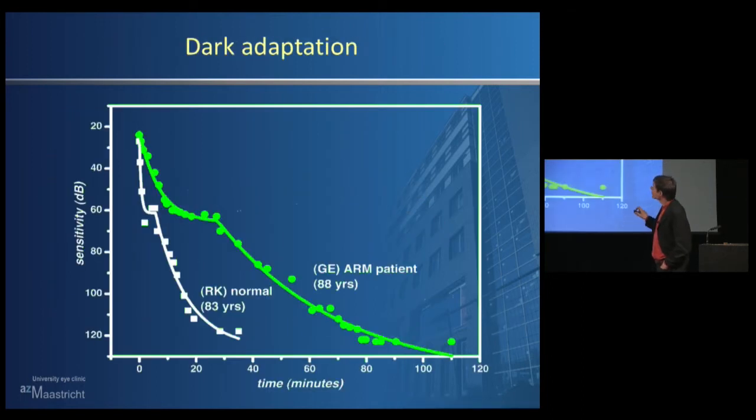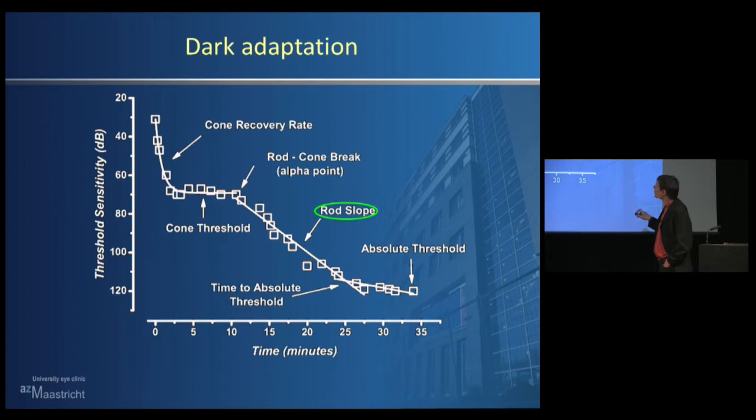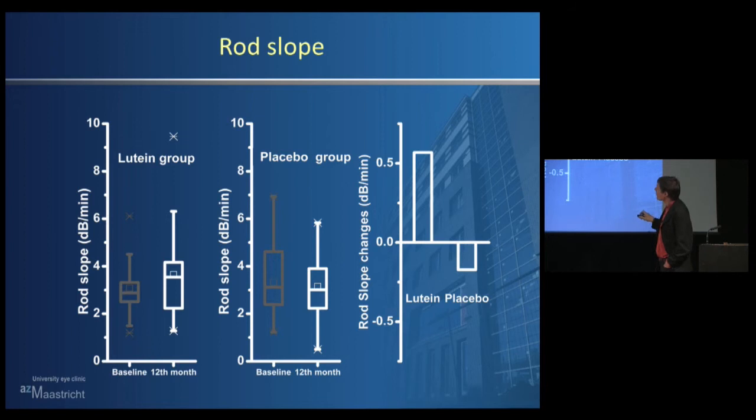Dark adaptation. As was pointed out yesterday, dark adaptation can very easily pick up differences between normals and AMD subjects. So we looked at the rod slope. We had a model to model this rod slope. And again, we saw some beneficial effect: an increase in rod slope in the lutein group and a decrease in the placebo group, which is significant. So again, you benefit from lutein, as we have heard many times at this meeting.